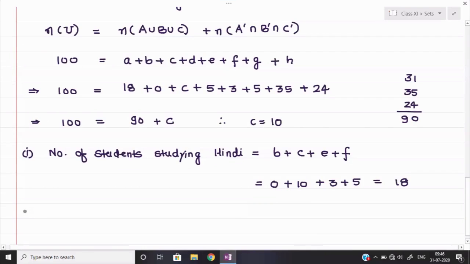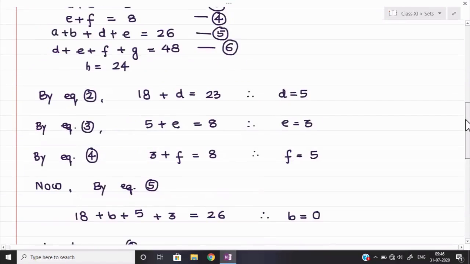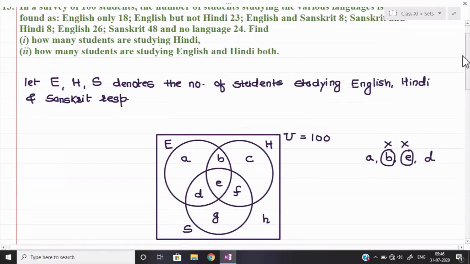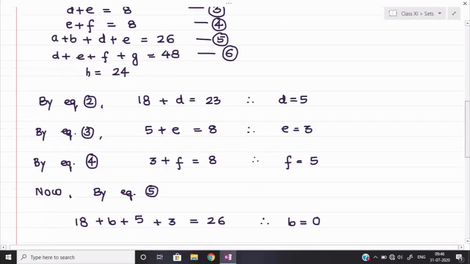Right? Now the second part, what are they asking, let us see. I think they are asking about English and Hindi students. Once we can check. Yes, how many students are studying English and Hindi both? So look at English and Hindi, those who are studying both, that will be B and E. So only B and E we have to add here, right?